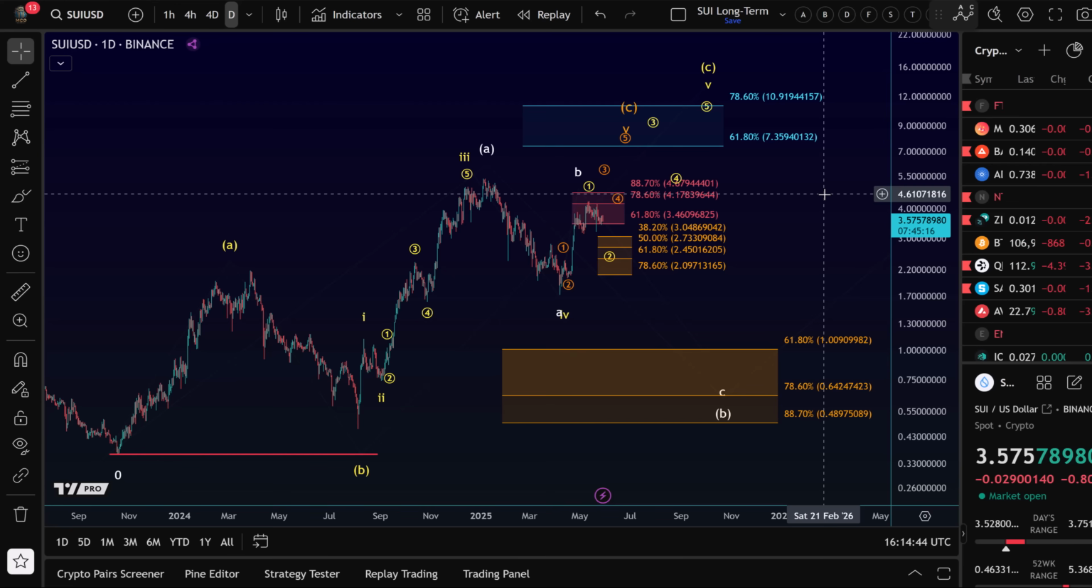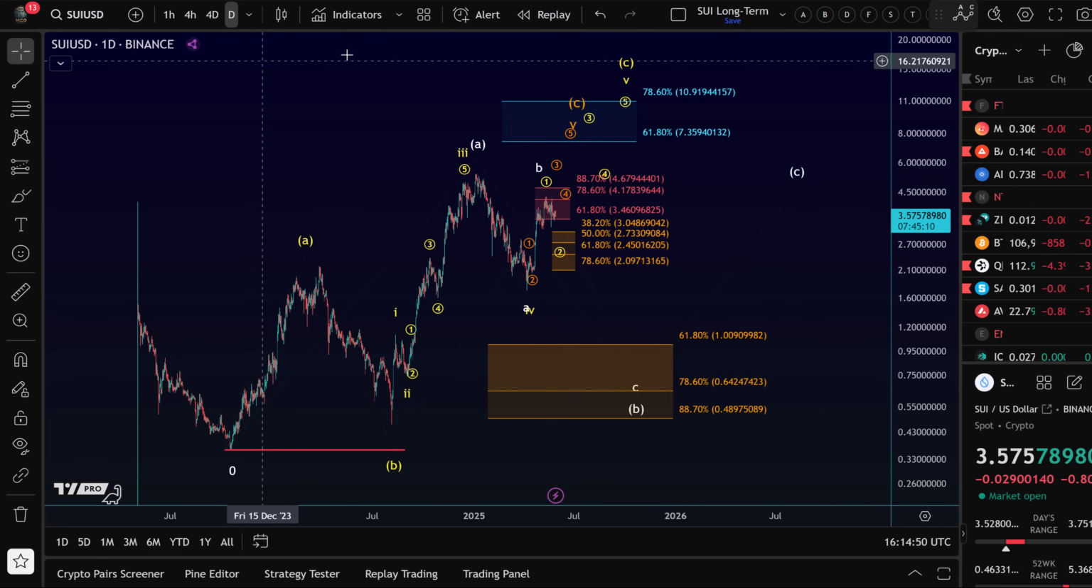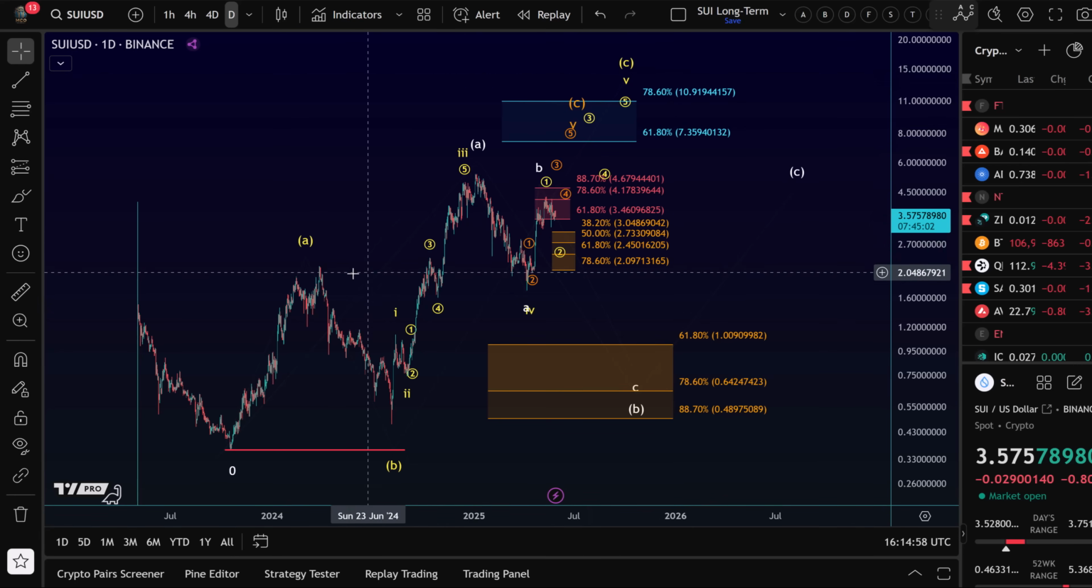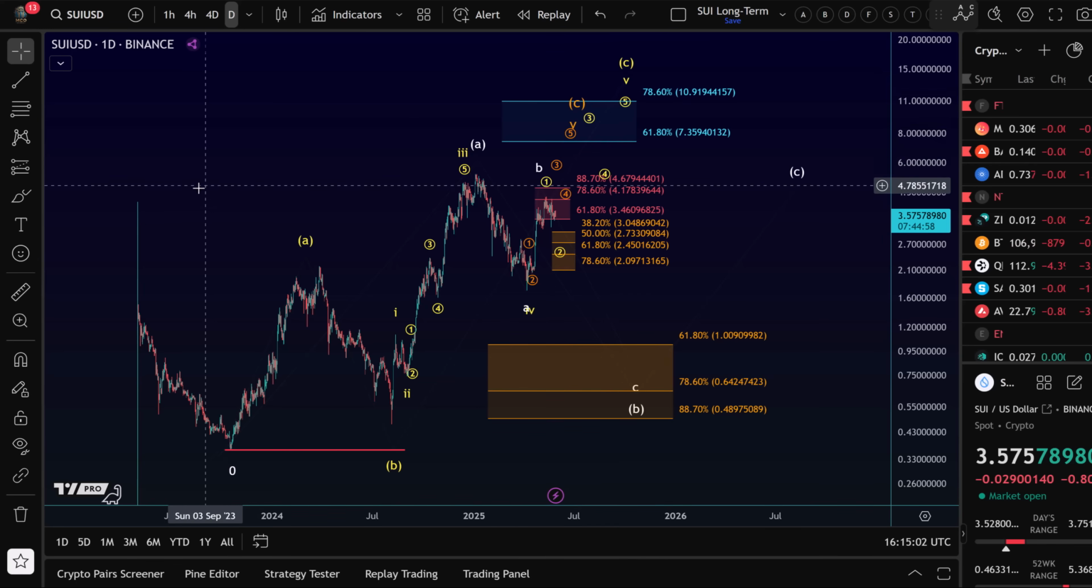Okay, so SUI is an altcoin chart, obviously, that has performed really, really well in this cycle. One of the best performers, I'd say. Also one of the performers with the best structure. On the larger time frame, though, I can identify so far only 3 waves up.